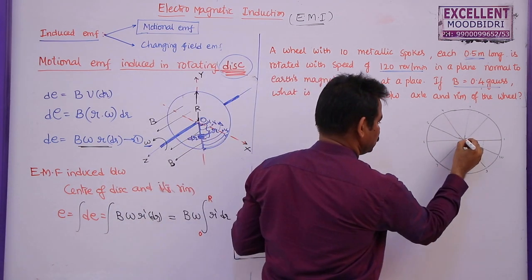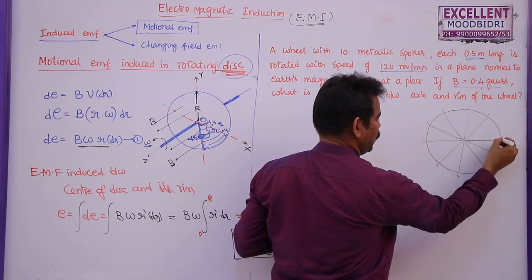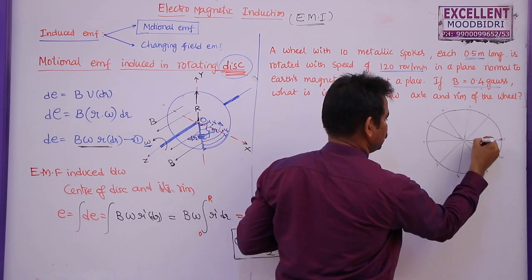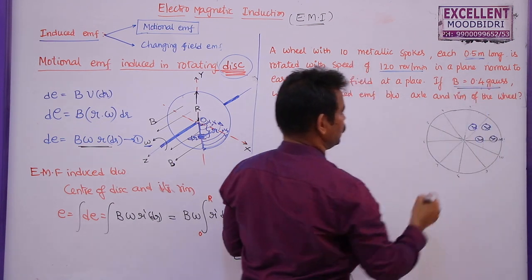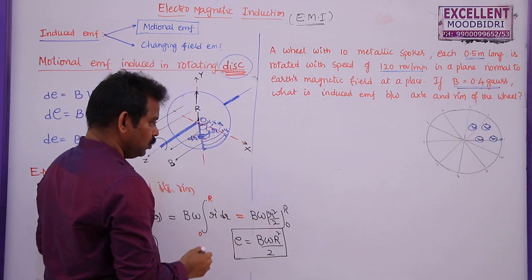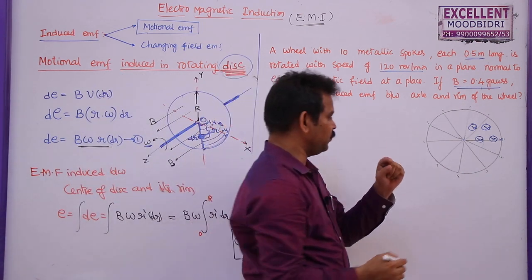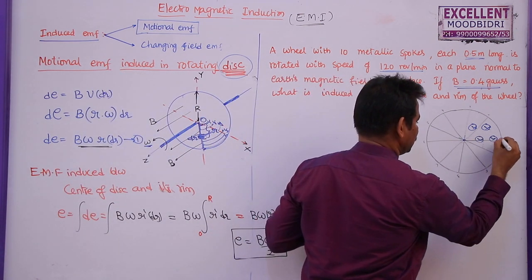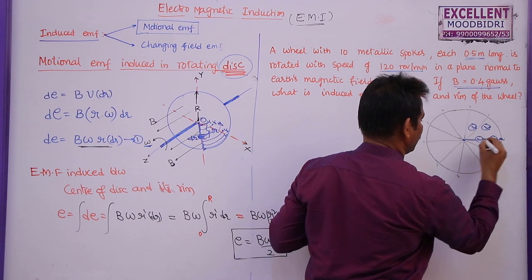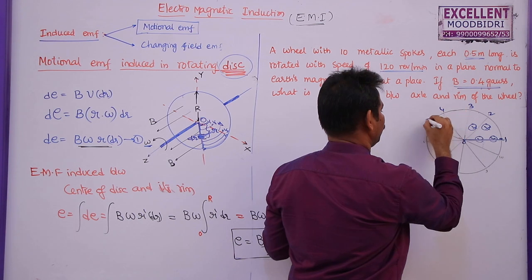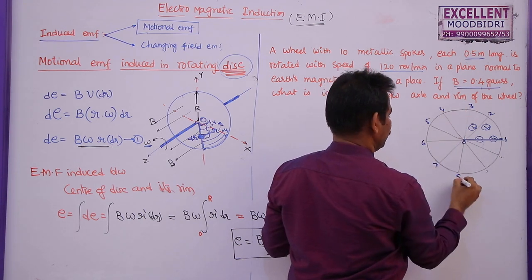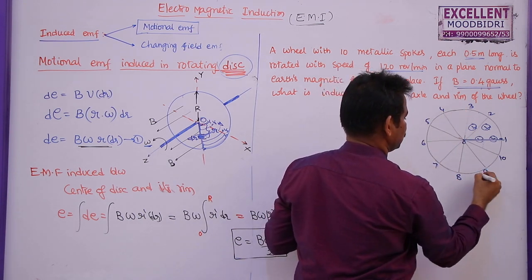rim? So this is the axle here, the rod, and the rim here, and the field is acting horizontally here, and the magnitude of the field is given as 0.4 Gauss. What is the EMF induced between two ends of a single rod? First let me find out EMF between 0 and 1 here. This is 2, 3, 4, 5, 6, 7, 8, 9, 10 spokes.